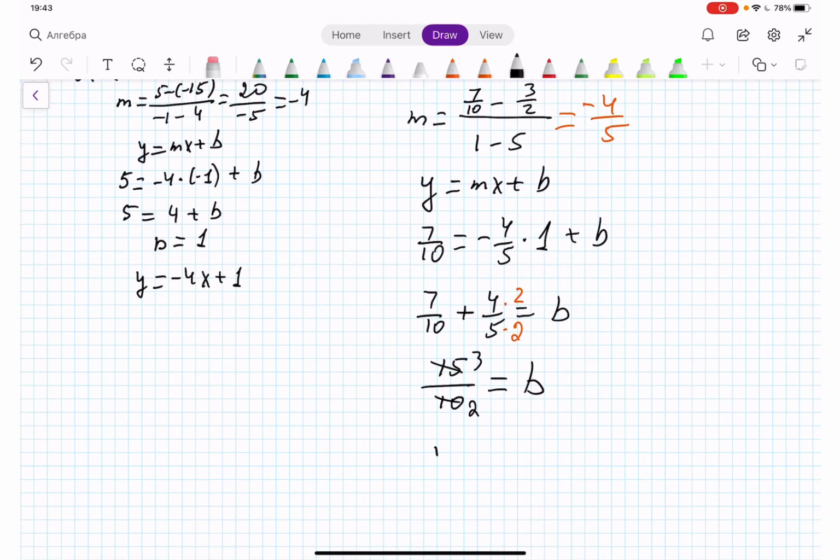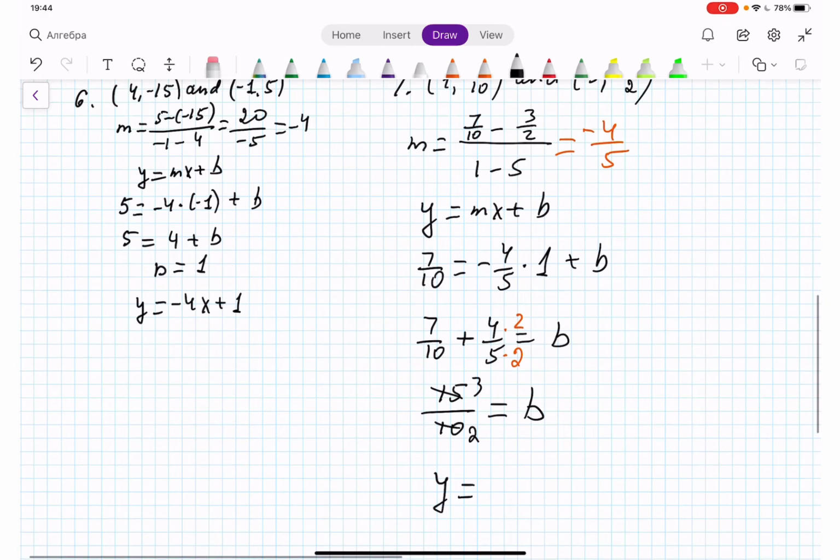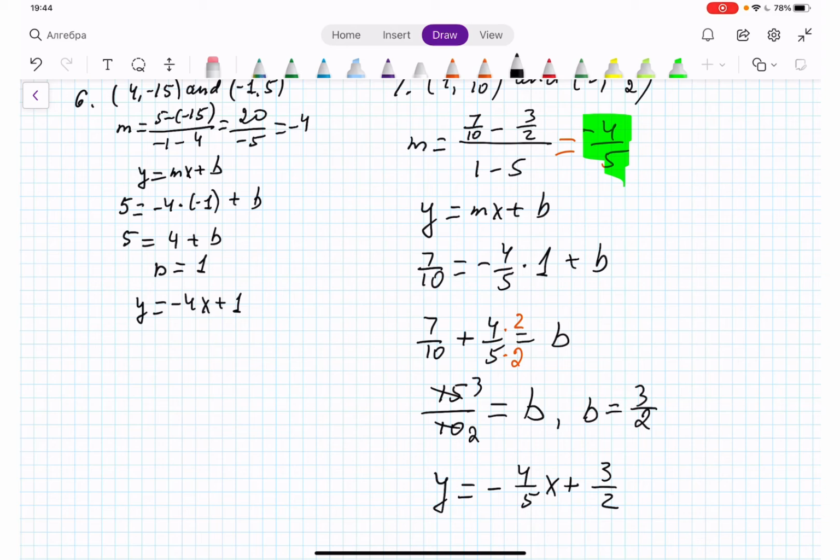So from here, we are getting y is equal to, our m is negative 4 over 5, x, and b is 3 over 2. This is our m, and this is our b. Let me write it down. Okay, number 8.